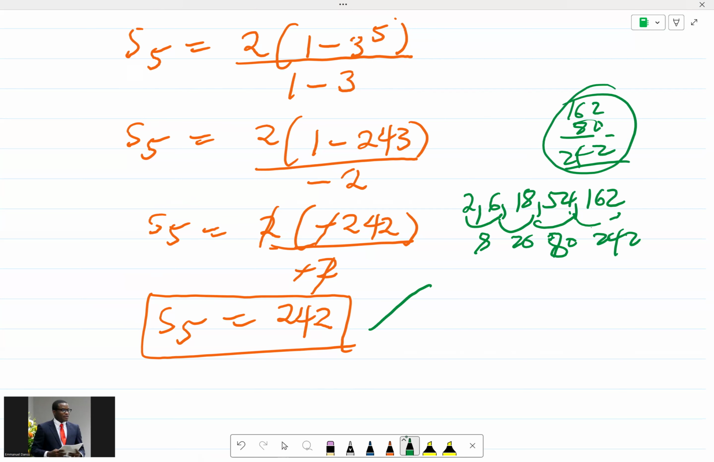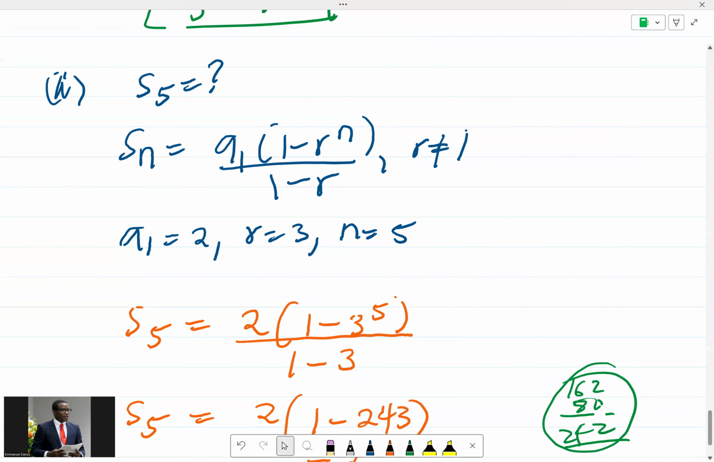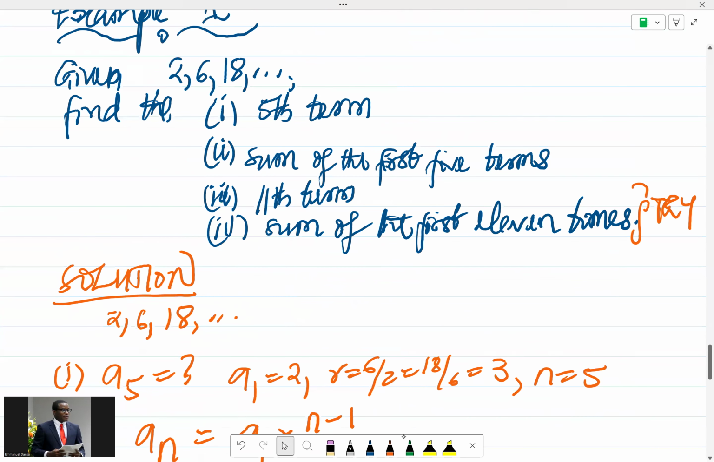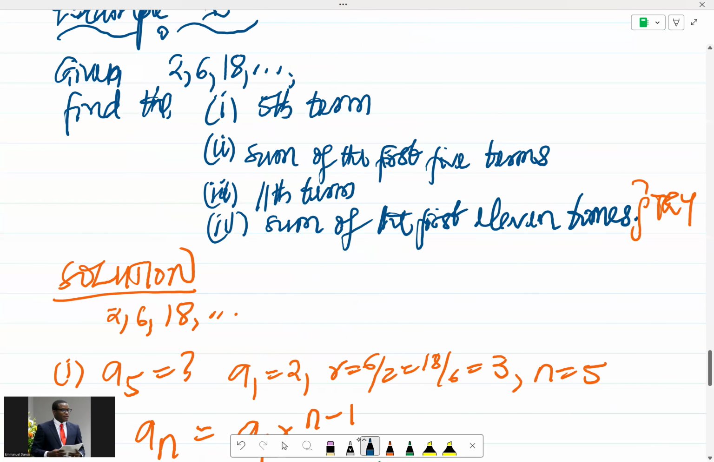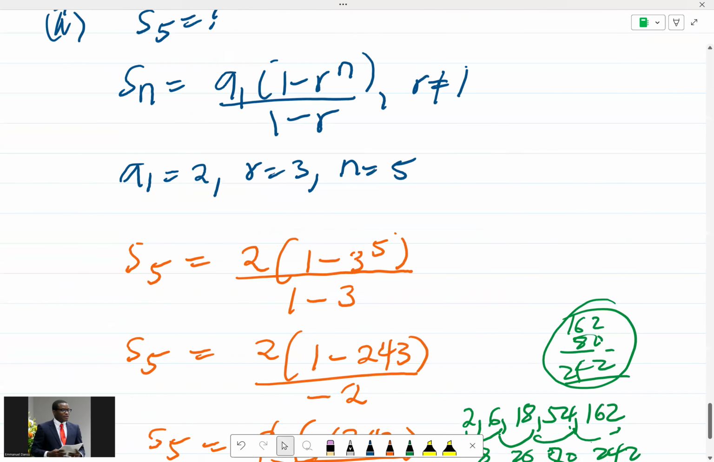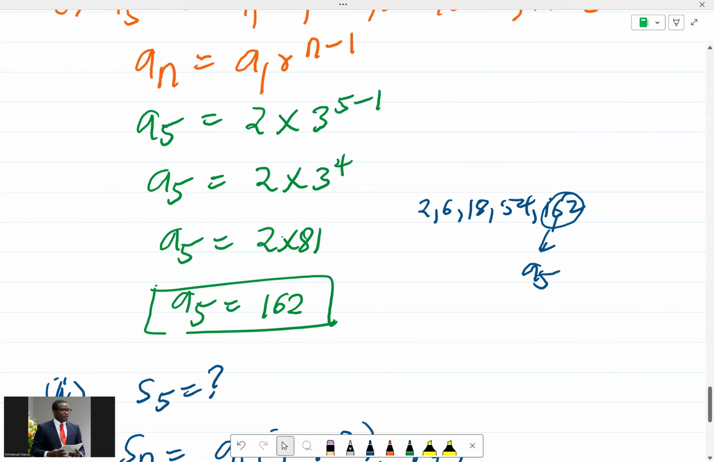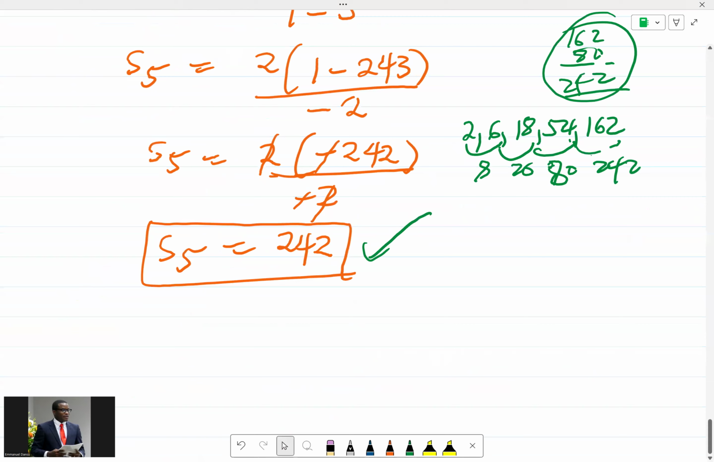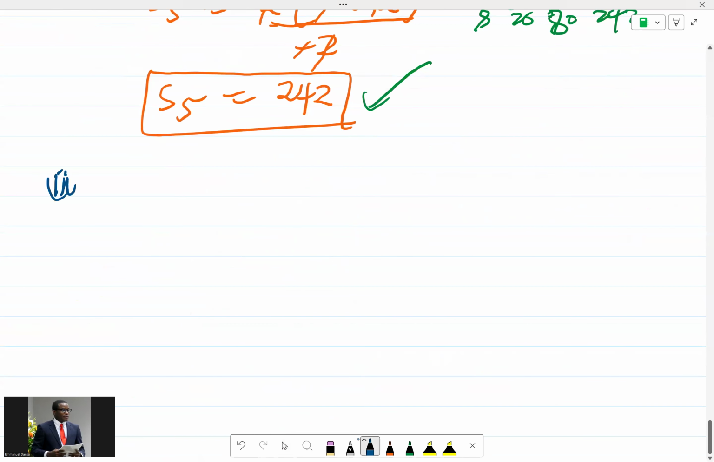So this is good. Now, one thing I did not ask you to find is sum to infinity. So let me just say that's number 5. Find the sum to infinity, or find the infinite sum, so to speak. So your job is to do number 3 and number 4, you do all that.